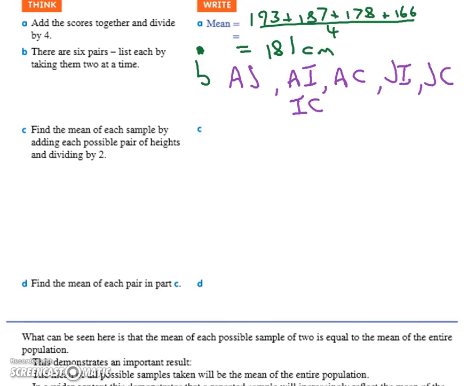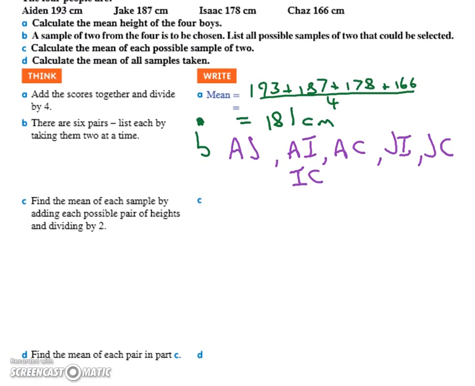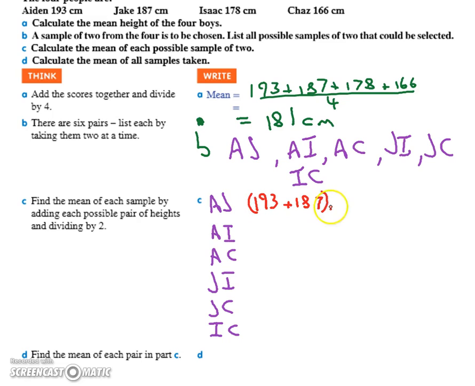Okay. Part C. You've actually got to find the mean of each of them. So we've got Aiden and Jake, Aiden Isaac, Aiden Chaz, Jake Isaac, Jake Chaz, Isaac Chaz. Go. 193 plus 187. And I'm just going to write it like that so that I've got space because I'm only allowing myself one line.